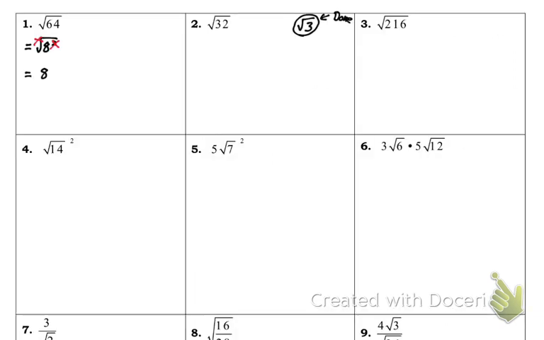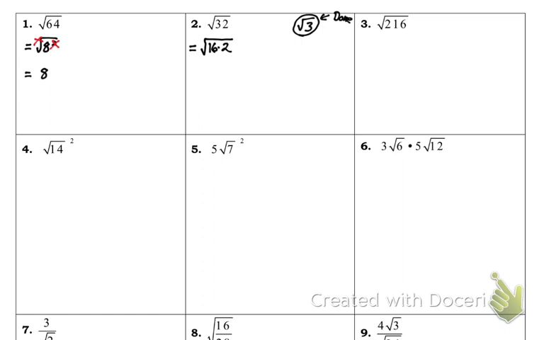So when I look at 32, you need to look at your list of perfect squares and ask yourself, is there a perfect square that goes into 32? So does 4 go into 32? Yes, I'm going to put a pin in that real quick. Is there a bigger perfect square that goes into 32? 16 goes into it. That's important for us to know. 16 goes into 32. So instead of looking at this as 32, I'm going to look at this as the square root of 16 times 2. 16 times 2 is 32.